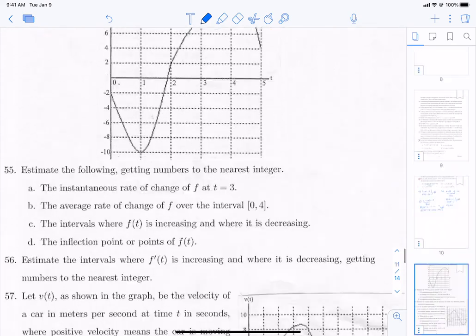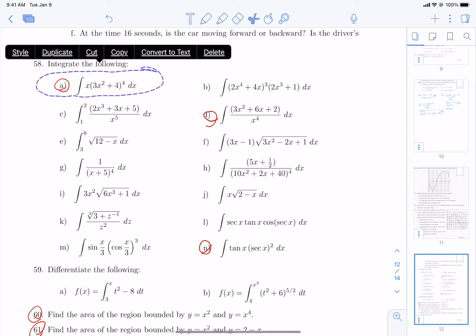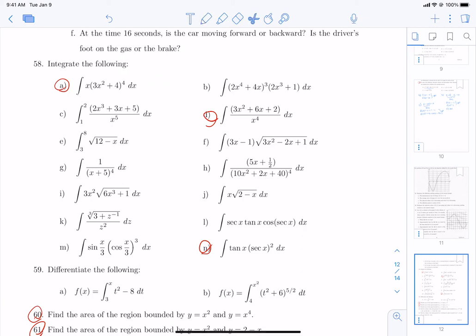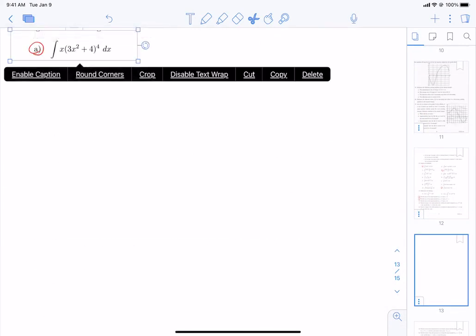Okay. Let's look at some of the integration ones. So we're going to do 58A. So it just says to integrate.